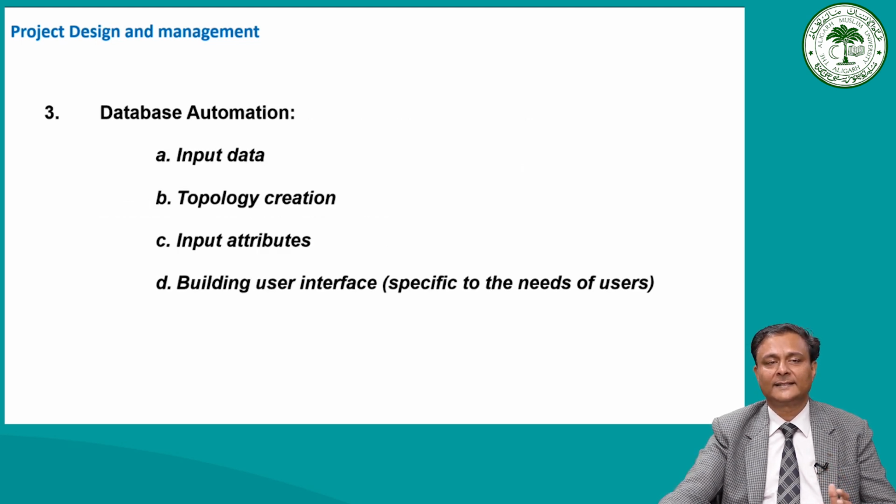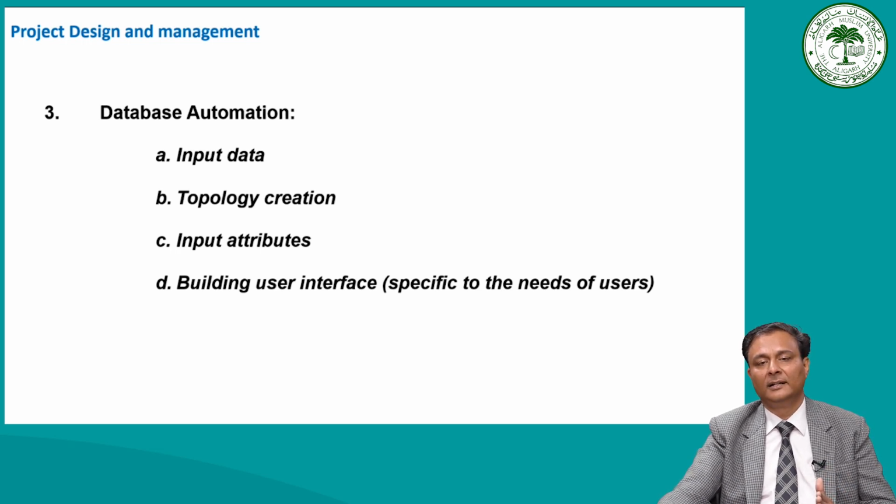So in this, the third stage would be database automation. The database automation for the planned project. This is again a very significant and critical stage for the success of the project. Now it also includes, for example, input data. The data input is a method of selecting, acquiring and converting data into a digital format that can be stored and analyzed using computers. It is also known as data encoding. We have discussed the data encoding processes and procedures in detail previously.